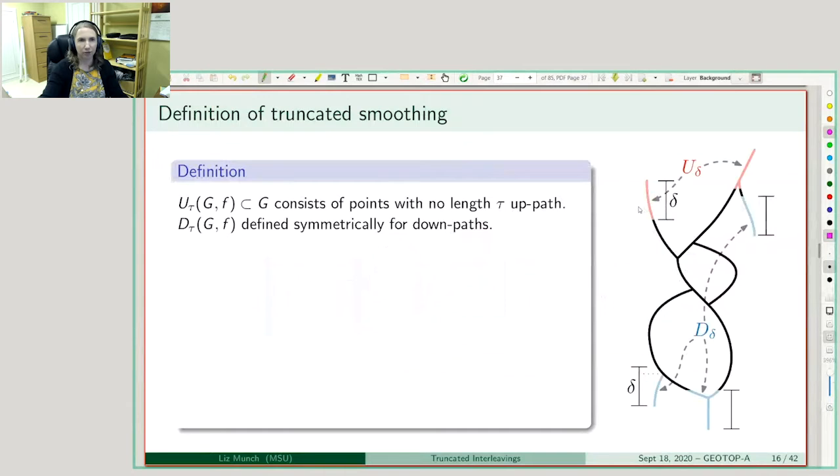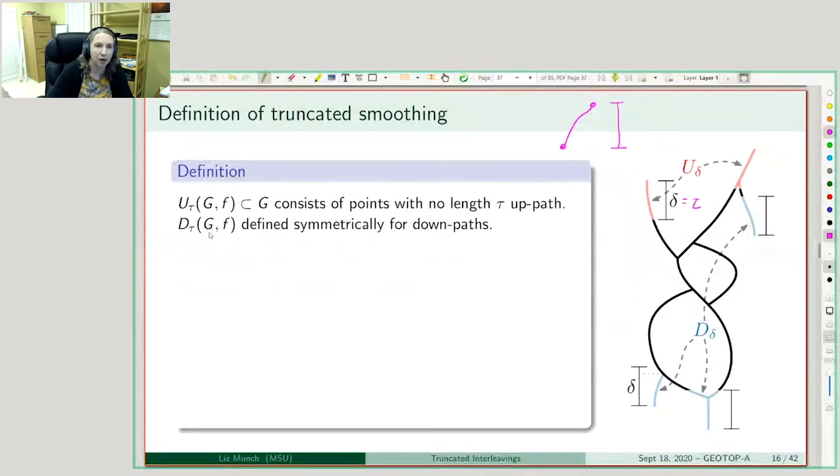All right, so in order to define truncated smoothing, I need a few more definitions to be able to talk about things. I'm going to call U_tau of (G, f) the set of points with no height tau up path. What do I mean by that? Sorry, delta is currently equal to tau in my picture. An up path is any monotone increasing path in terms of the function. The height of it is how far I go. So the set of points that don't have a length tau up path, that's what I'm calling U_delta. Basically anything that gets close to a tail in here.